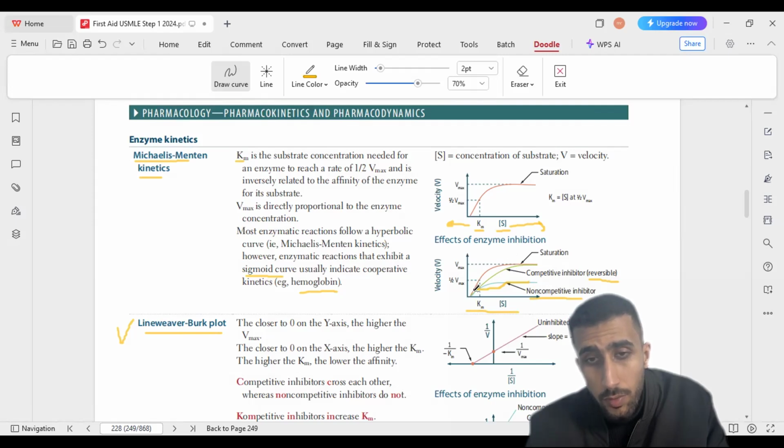A competitive inhibitor is going to affect the curve, but it is going to reach the Vmax also, just at a later substrate concentration. A higher substrate concentration is needed for you to reach the Vmax. This is the effect of the competitive inhibitor. Essentially, you need more substrate, but in the end you are going to reach the Vmax with a reversible competitive inhibitor, but with a non-competitive inhibitor you can't reach the Vmax.